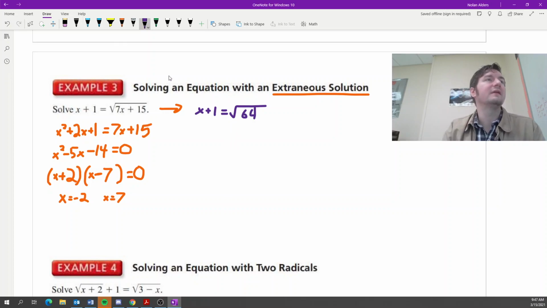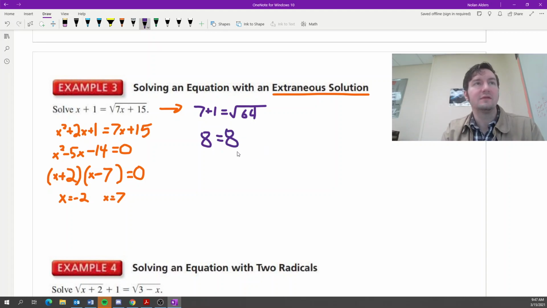Oh, wait. I'm being a silly goose here. This x right here is 7. We're supposed to replace the 7 here and here. So 7 plus 1 is 8. Square root of 64 is 8 as well. I don't know what I was thinking, guys. Anyway, that works. 8 times 8 is 64. So this is a good answer right here. Let's try the other one.